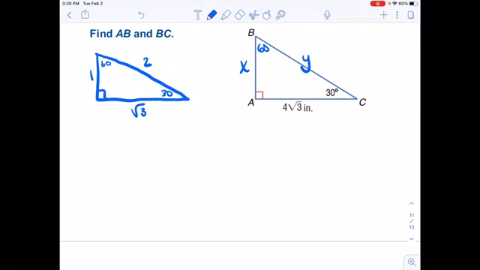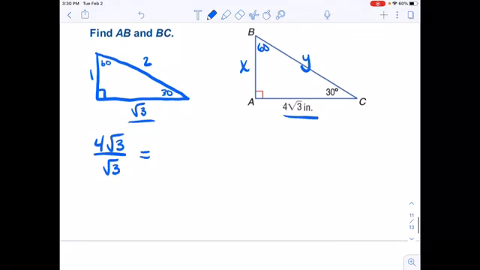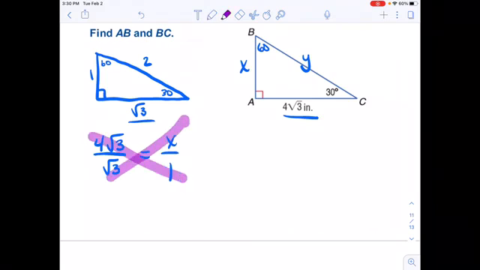So what we want to do is take long leg over long leg, 4 root 3 over root 3, equals, I'm going to solve for x first, x over 1. Cross multiply. You end up getting 4 root 3 equals root 3x. Now, you could have seen this a different way and solved much faster than we are doing here. And if you didn't, that's totally fine. So we end up getting 4 root 3 over root 3.